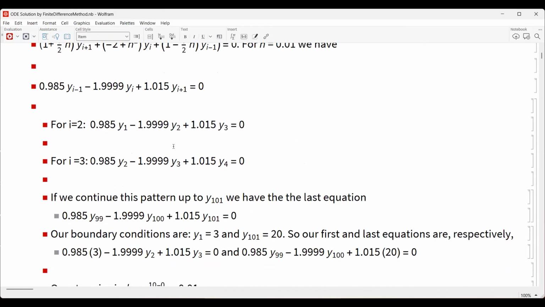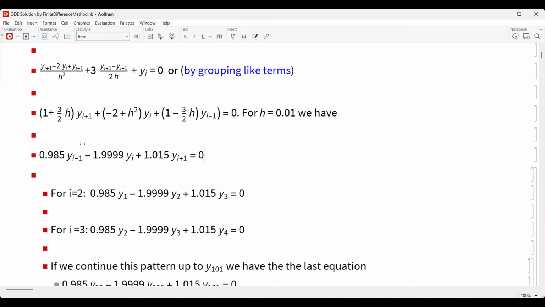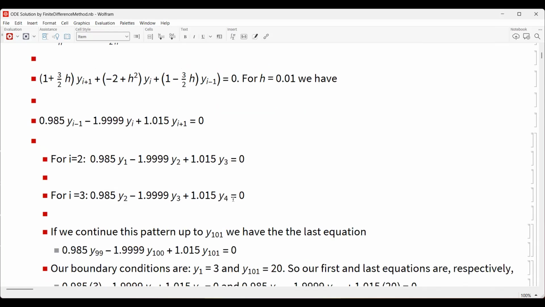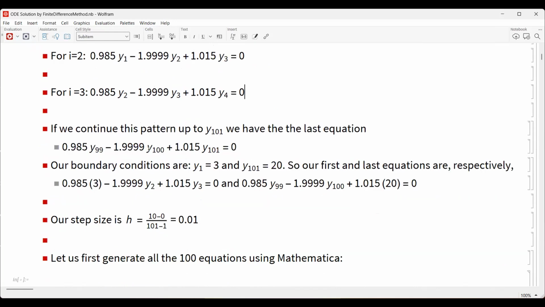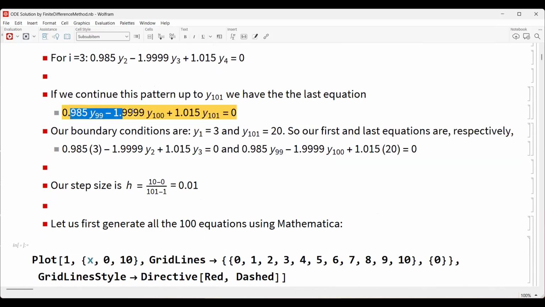Okay. And now for i equal to 2, we substitute i equal to 2 here. So we have y sub 1 minus 1.999 y sub 2 plus 1.015 y sub 3 equal to 0. Now for i equal to 3, we have the new equation: 0.985 y sub 2 minus 1.999 y sub 3 plus 1.015 y sub 4 equal to 0. If we continue this pattern up to y sub 101, we have the last equation here.